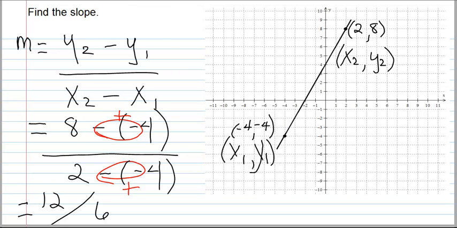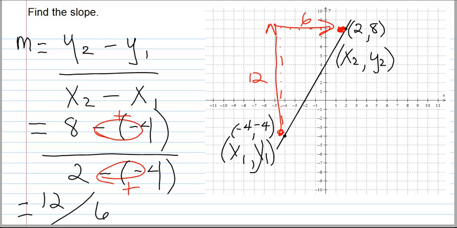Just do a quick check. 1, 2, 3, 4, 5, 6, 7, 8, 9, 10, 11, 12. To the right 6. 1, 2, 3, 4, 5, 6. Back on the line. So up 12 to the right 6. That's our rise over run. That's our slope.